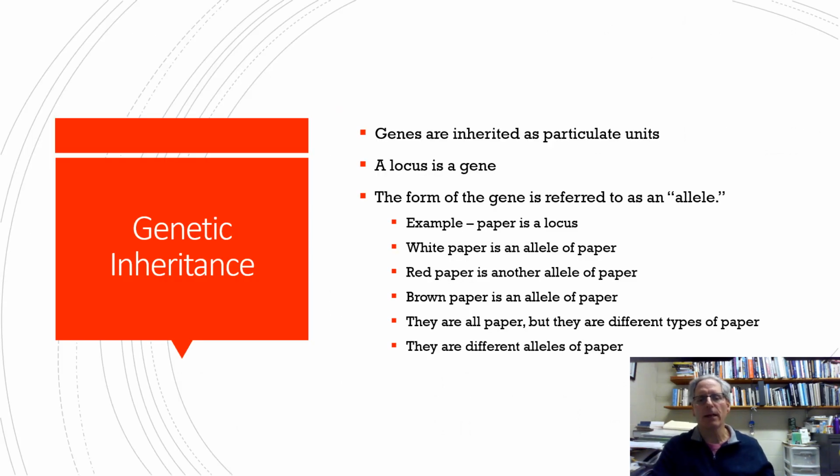So genes are inherited as units. That was Gregor Mendel's big contribution to genetics. We call an area on a chromosome where a gene is found a locus. Different forms of various genes are called alleles. To give you an example, let's take paper and pretend that paper is a gene. There's white, red, brown paper. All of these are still paper, but they're different forms of paper, different types of paper. So they're different alleles of paper, to show you what the term alleles mean.